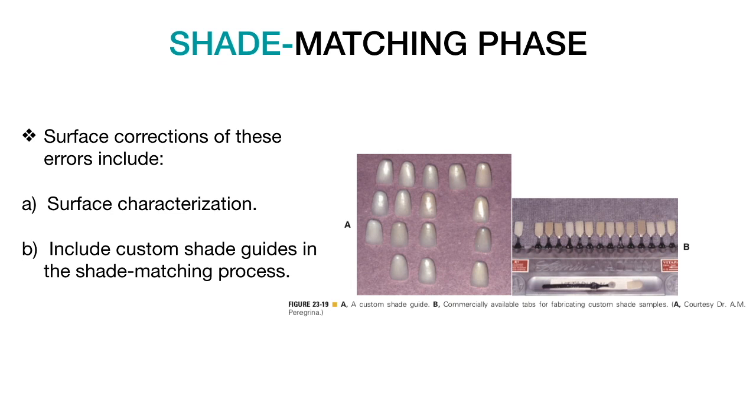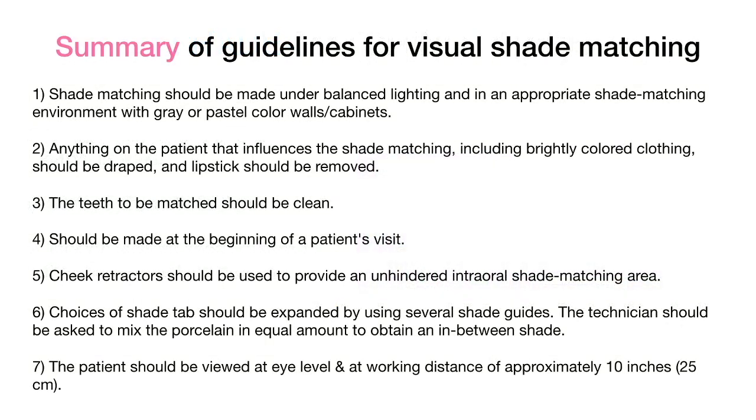Surface corrections of these errors include surface characterization, and include custom shape guides in the shade matching process. We can see a custom shape guide, and it is going to help us do shade replication, but I always prefer, when I have a problem in shade matching, to go for composite and do matching with the color application and translucency and so on. So I'll give you some points that will help you, and remember always to try and practice and train your eyes to match what you see in the actual tooth, what you will fabricate, and then what you will transfer to the patient's mouth.